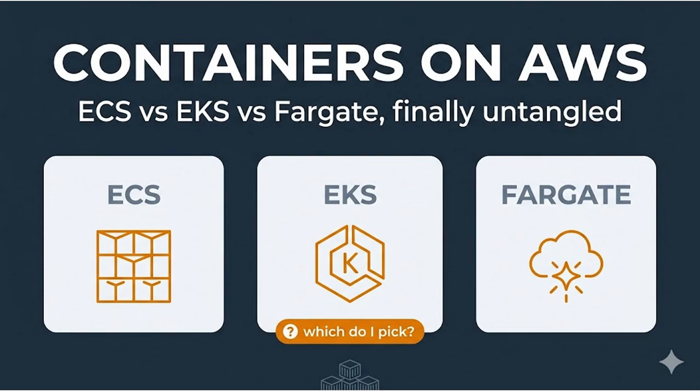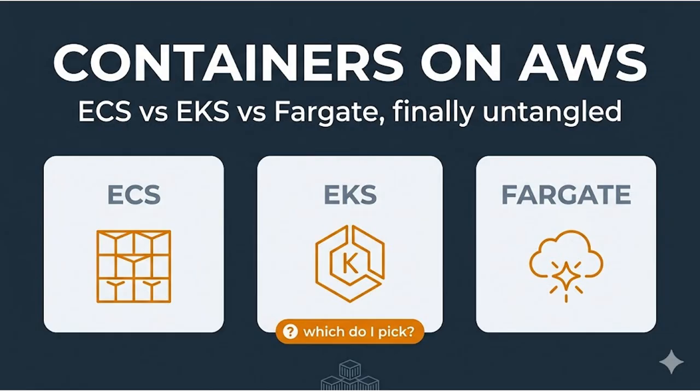ECS, EKS, Fargate. If those 3 letters have ever made your head spin, you're in the right place, because almost everyone gets this wrong. They treat ECS, EKS, and Fargate like 3 competing choices, as if you pick one. You don't. 2 of them are orchestrators, and one of them isn't an orchestrator at all. It's a way of running your containers. Once you see that, the whole thing clicks.